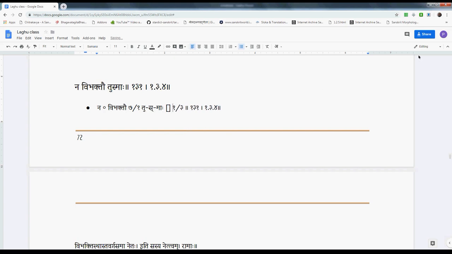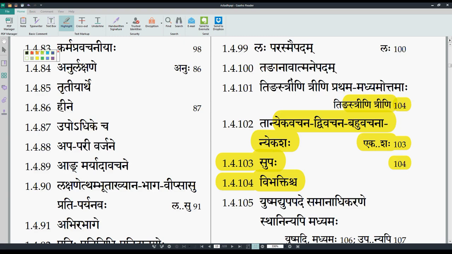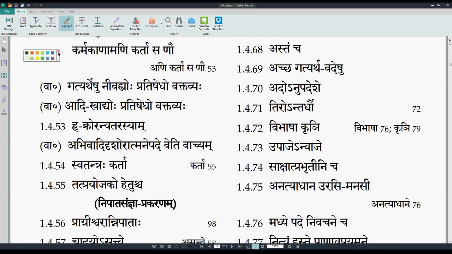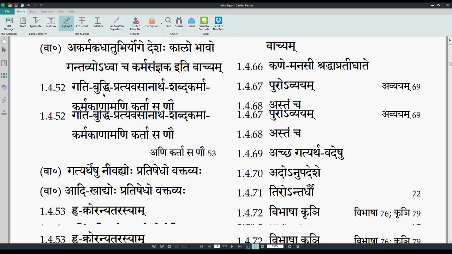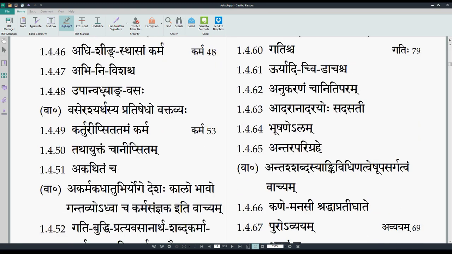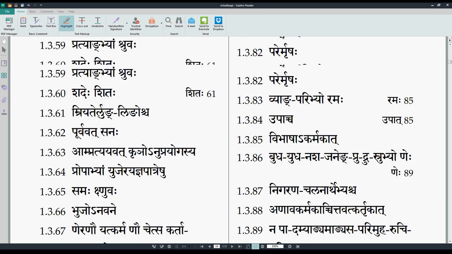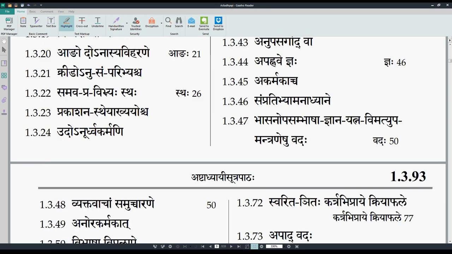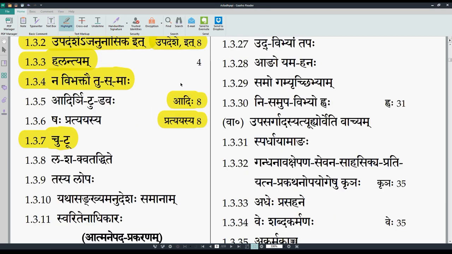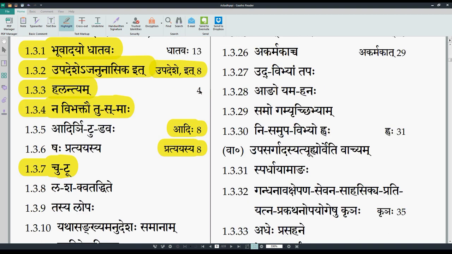So, you look at 1.3.4, which we are just looking at in this section, the Itsanya Prakaranam. Yeah, so na vibhaktau tusmaha has anuvritti of what? Halantyam. Halantyam is what? Ante bhava, that Hal at the end. Hal at the end is an It. But vibhaktau tusmaha it na bhavati.